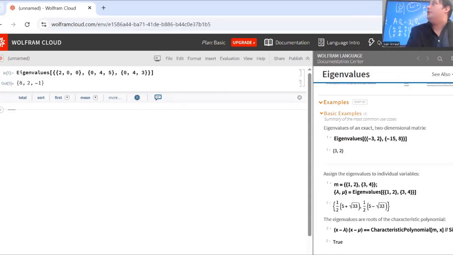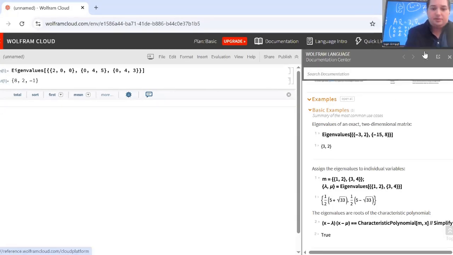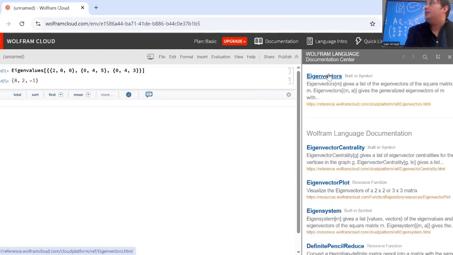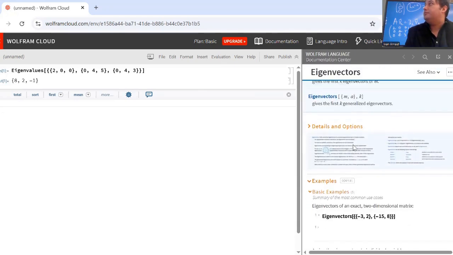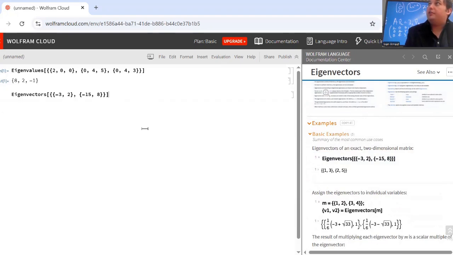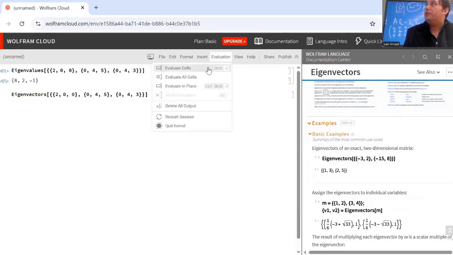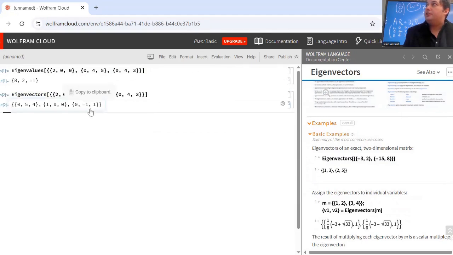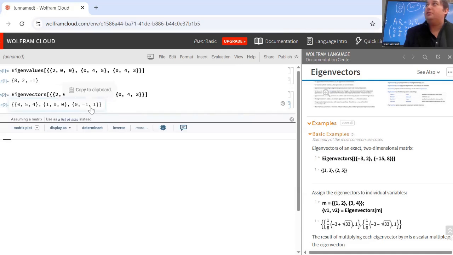Let me see. Eigenvectors can be calculated. For example, I could just copy and paste this, copy this matrix again and calculate the eigenvectors. You can see that this is the one we calculated. You remember? 0, minus 1, 1. This was the one we calculated.